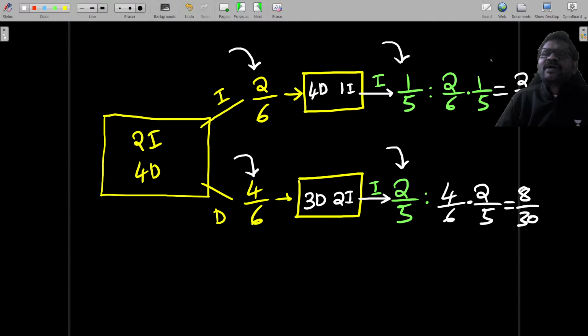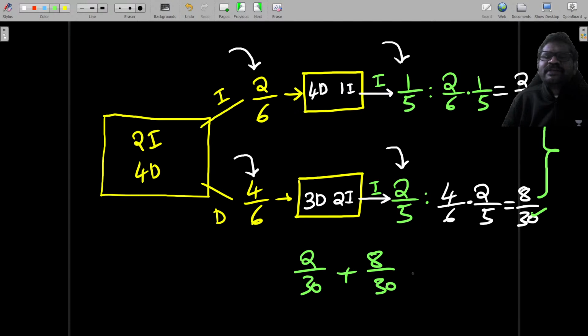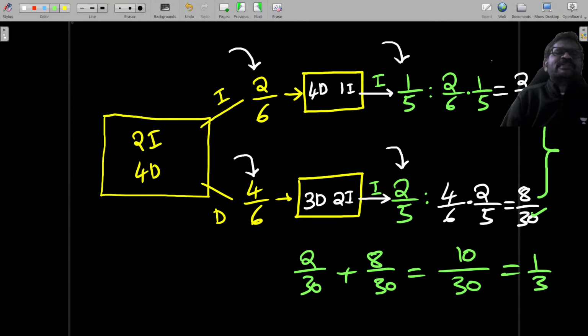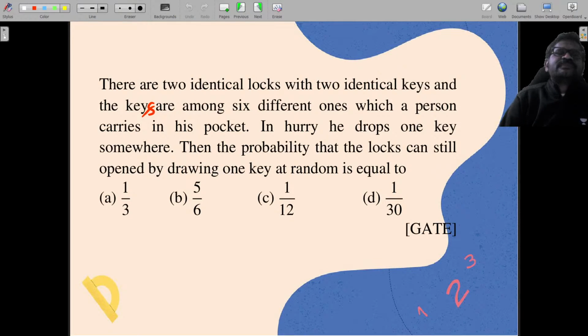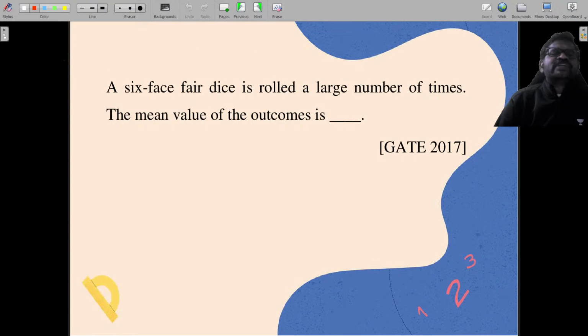You can open the lock either by this way or by this way. That's why either 2 by 30 or 8 by 30 means 2 by 30 plus 8 by 30. That's why 10 by 30. So 1 by 3. The required probability is 1 by 3. Understood? Next question.